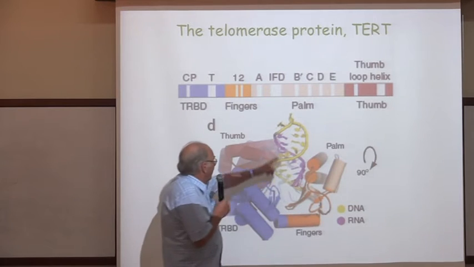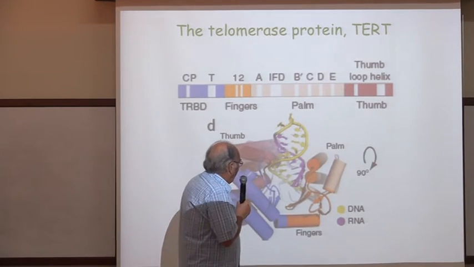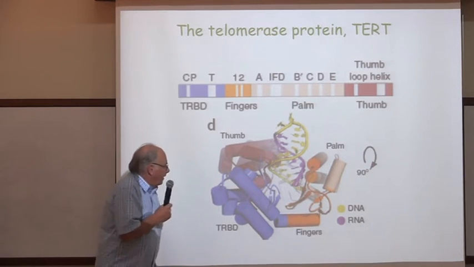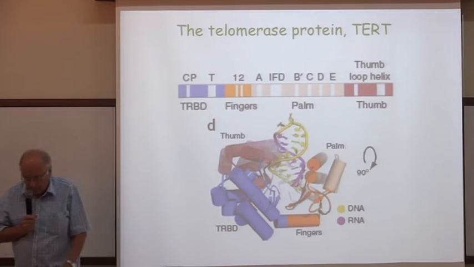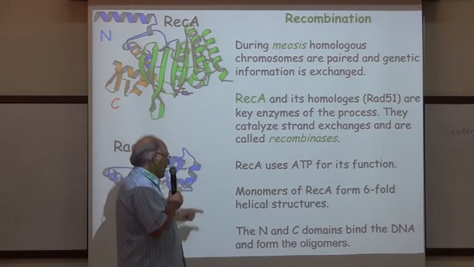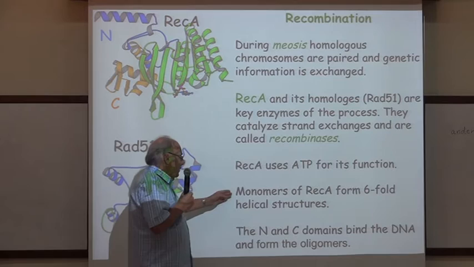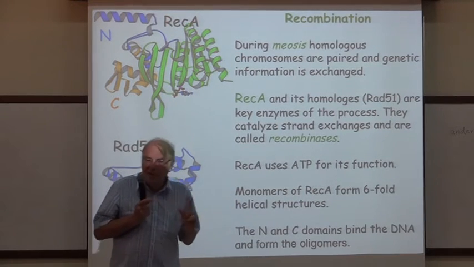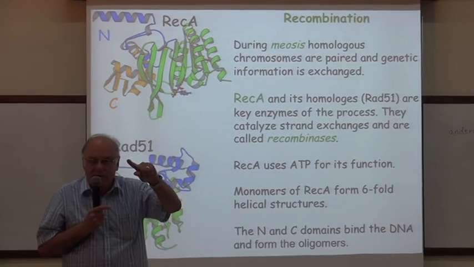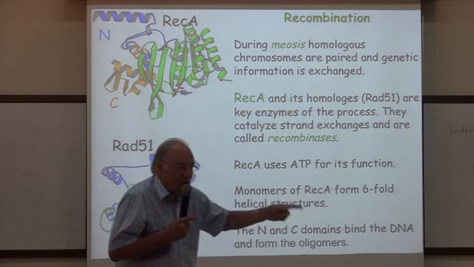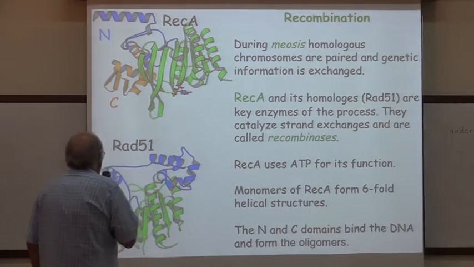So here the RNA is in purple. And now here the DNA is being completed. And also here the RecA uses ATP for its function. And the monomers of RecA form six-fold helical structures. So six-fold helical. It's not a circular six-fold, but it's a helical structure. I'll show you soon how it looks.